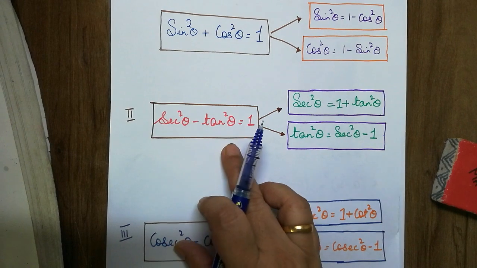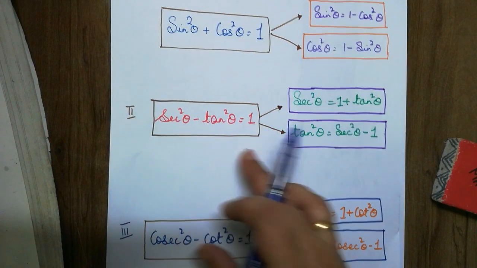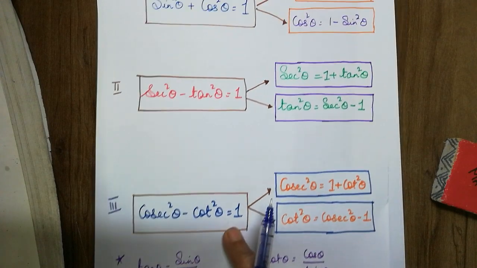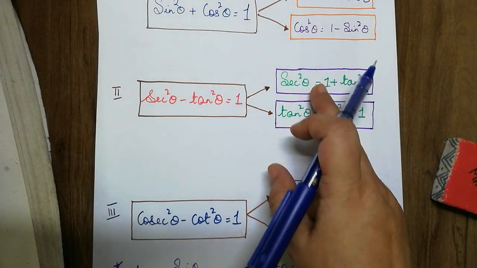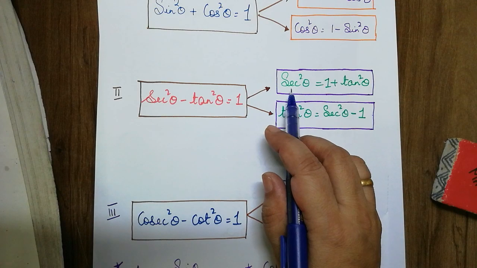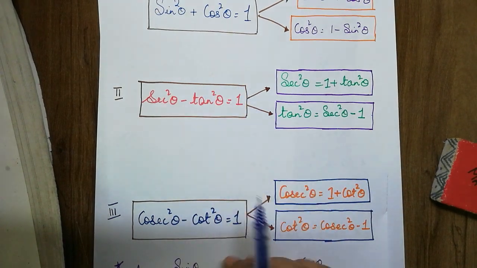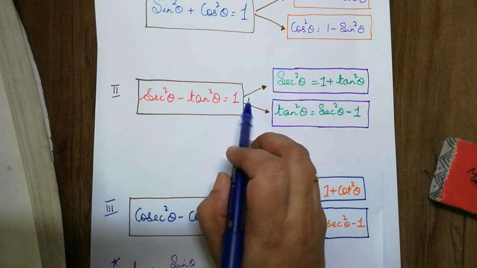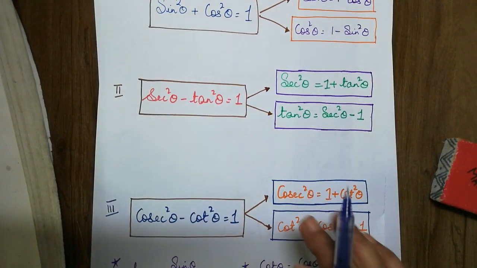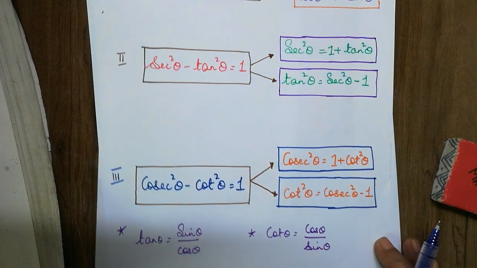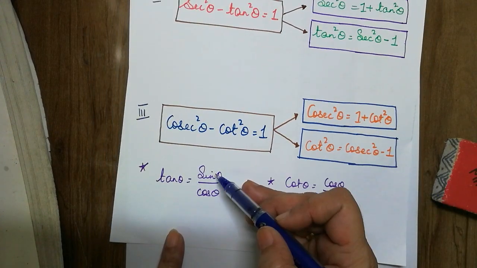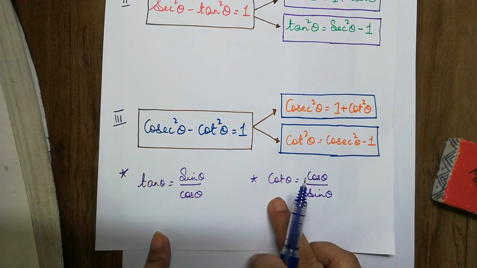Secant square theta minus tan square theta equal to 1, and cosec square theta minus cot square theta equal to 1. From these only we will have secant square theta equal to 1 plus tan square theta. Tan square theta equal to, you move this transpose to RHS, this will come to LHS. Similarly over here. And one more thing, most commonly we'll be using tan theta equal to sin by cos, and cot as cos by sin.